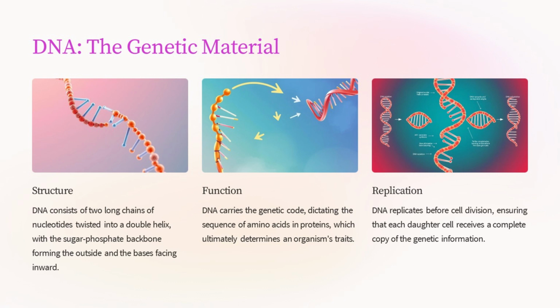DNA replicates before cell division, ensuring each daughter cell receives a complete copy of the genetic information. This allows the genetic information to be passed on to future generations.